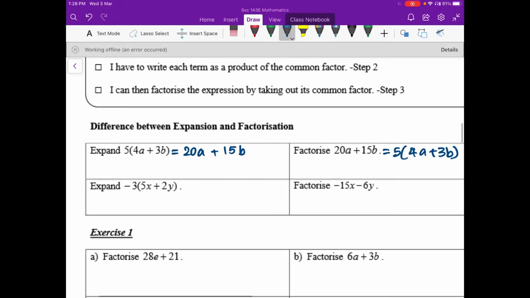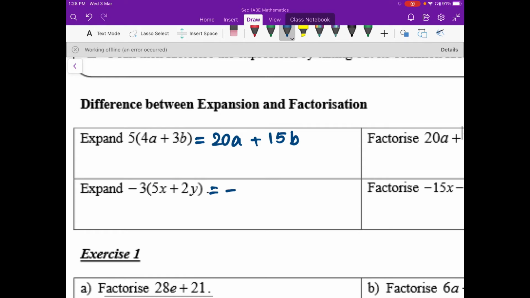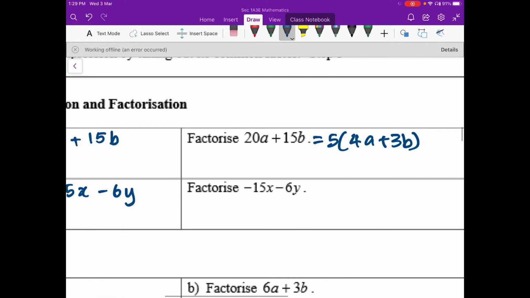Let's take a look at the next one. Expand again. Negative 15x minus 6y. Now we go to the other side. What is the common factor? Glenn. 3. Okay, 3. So when you divide by 3, you get negative 5x. When you divide by 3, you get negative 2y.